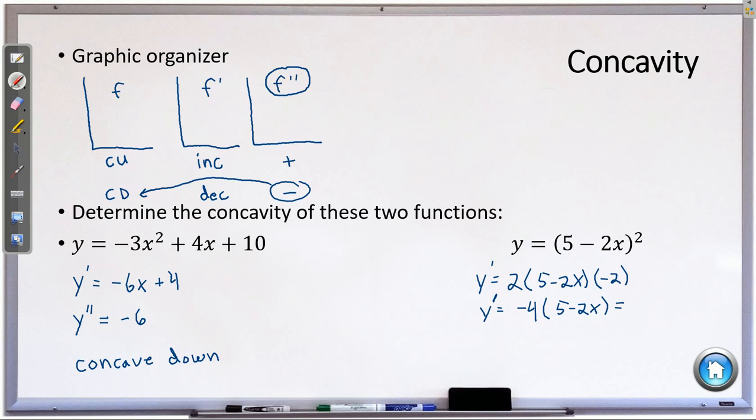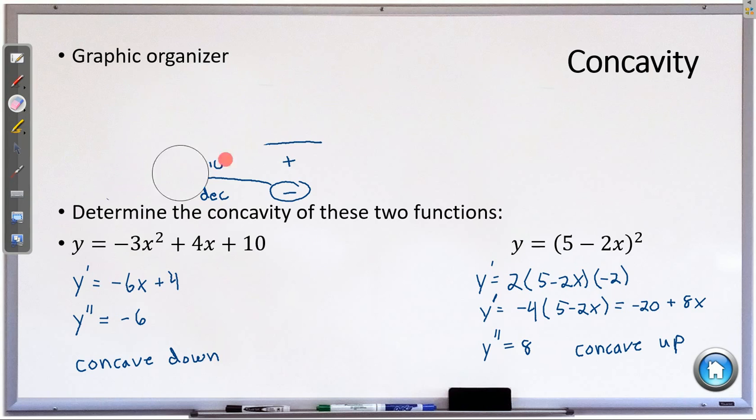This one I would say you might as well rewrite as negative 20 plus 8x. And so if we take the second derivative now, that is simply 8. And so the second derivative is positive. That means this one will be concave up. Okay? So if you want to find concavity, you want the second derivative.